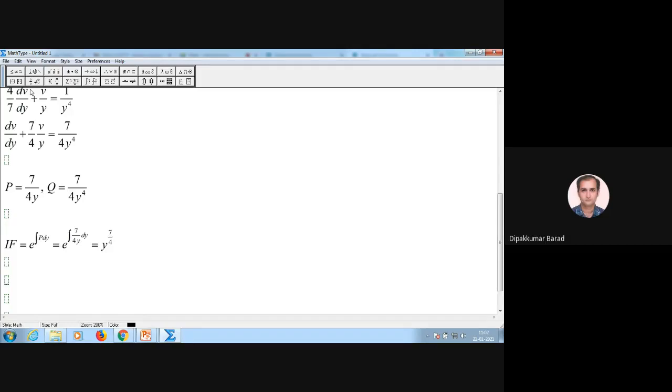Now the general solution. I get integrating factor into v, so y raised to 7 by 4 into v is equal to the integration of the integrating factor into Q: y raised to 7 by 4 into 7 by 4 upon y raised to 4.